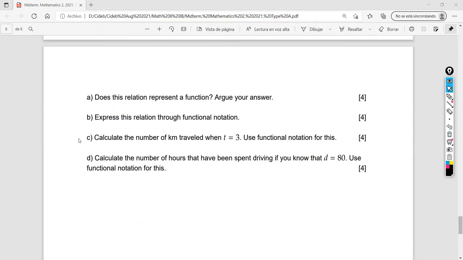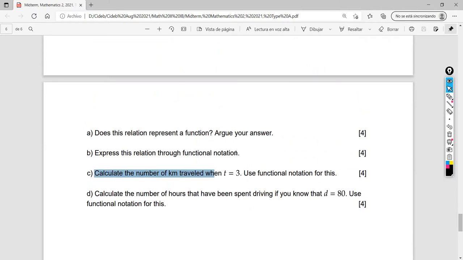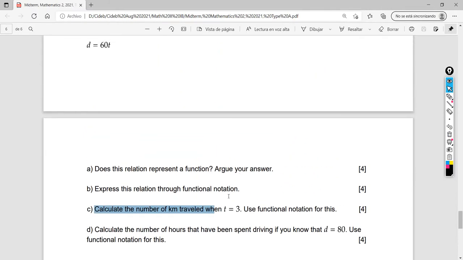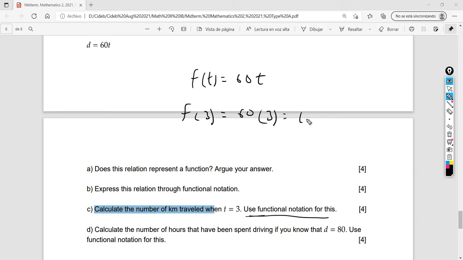And calculate the number of kilometers traveled when t equals 3. When we have traveled for 3 hours. I mean, come on, this is extremely simple. And oh, by the way, use functional notation for this. So if my function is this, I'm going to use f. Then just input the value of 3 hours into the function, and the function will tell you the corresponding distance. For 3 hours of traveling, you get a distance of 180 kilometers.